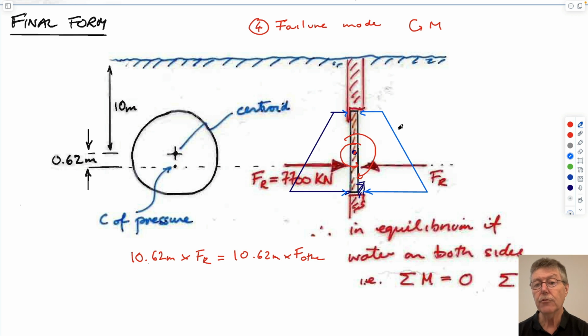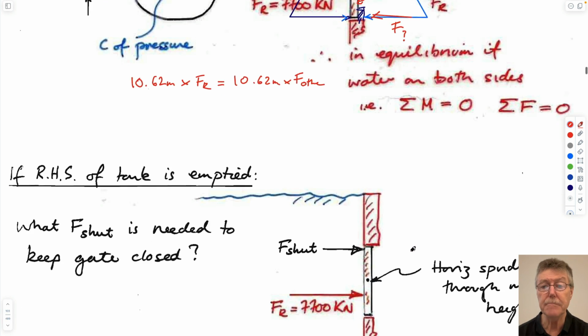If you drain the right side, then you have to do something to stop it from opening. This force is acting below the fulcrum, and so it would want to kick out at the bottom and empty. And so to stop that, you need to apply a force at this location here. And that's basically what the question would be. What actual force do you have to apply?